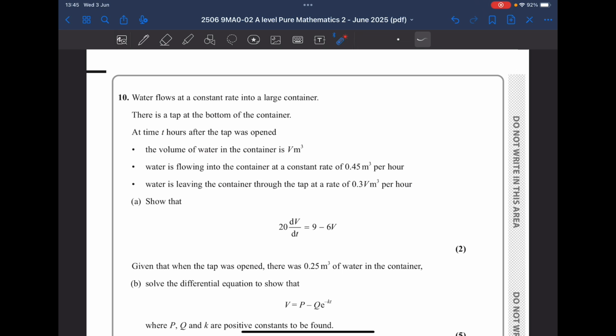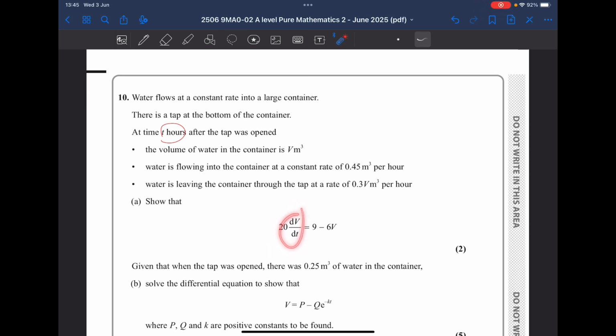What have we got? Water in a large container, the tap at the bottom, t hours. So with the t hours, we've got time. This is rates of change, connected rates of change. It's not like the connected changes where you're talking about the container itself. Here we're filling the container. So we need to show that this is true.